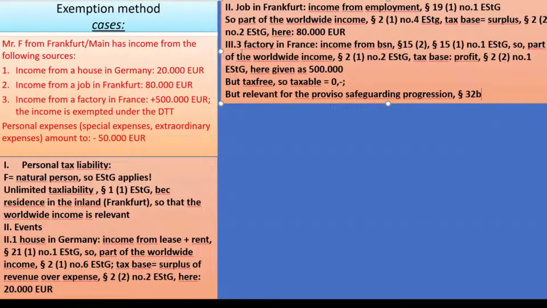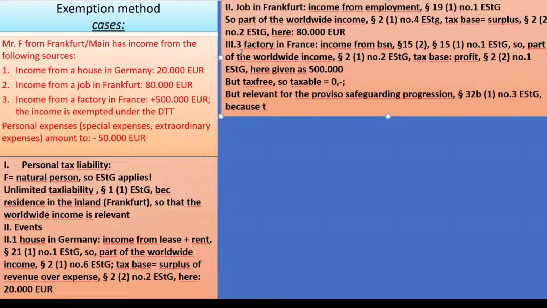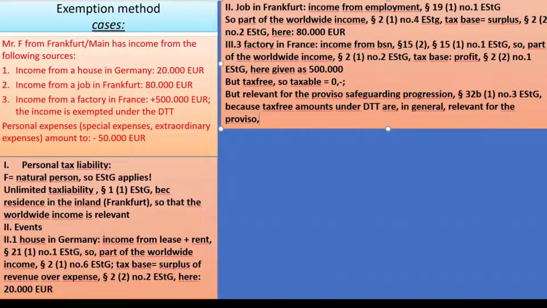That was paragraph 32b(1), number 3 EStG, because tax-free amounts under a DTT are in general relevant for the proviso. The exception for certain cases inside the EU does not apply here. It's a bit too complicated to go into details here. So relevant for progression is 500,000 plus.